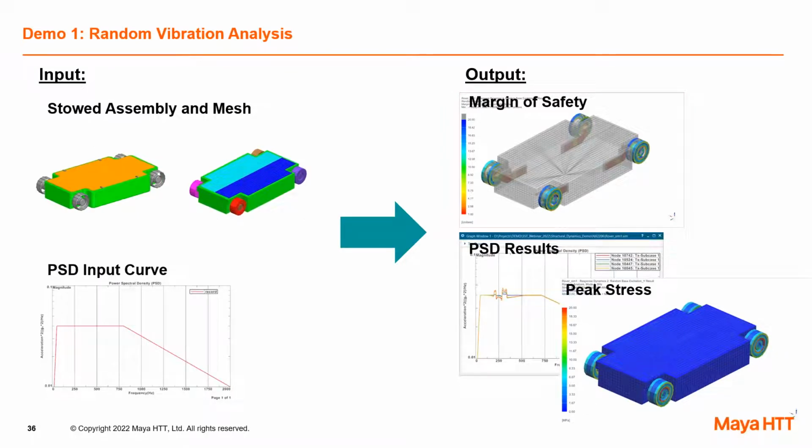So we'll use the stowed assembly and mesh for the dynamic structural analysis. Random vibrations are usually described in terms of power spectral density, or PSD, function. The PSD function defines the distribution of power over the frequency range of excitation. We will use a PSD curve from the General Environmental Verification Standard published by NASA for this analysis. For results, we'll be inspecting margin of safety, peak stress, and PSDs at specified nodes. So next slide.